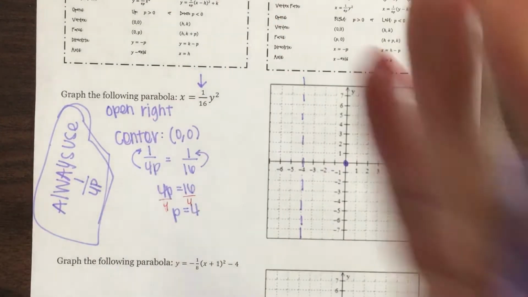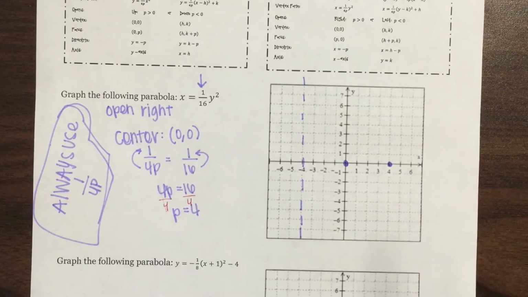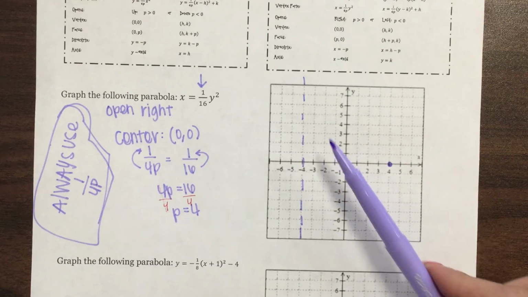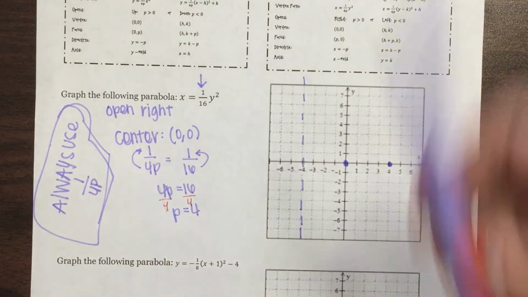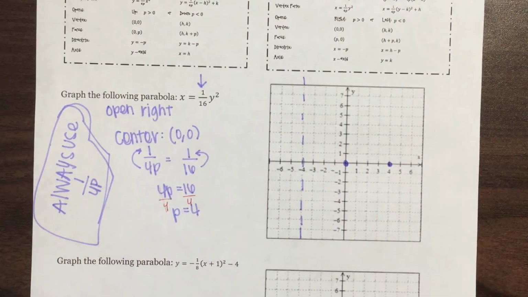The directrix you can think of as like a wall or something, and you can't get over it. We can't go to the other side. So this graph kind of gets close to that directrix, and it just goes the other way because it can't cross it. You can't cross the directrix.